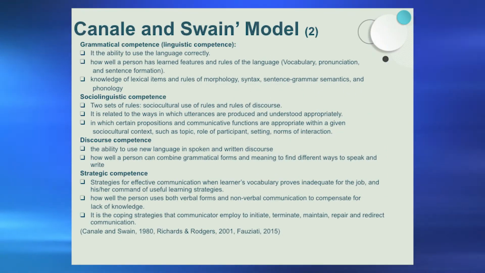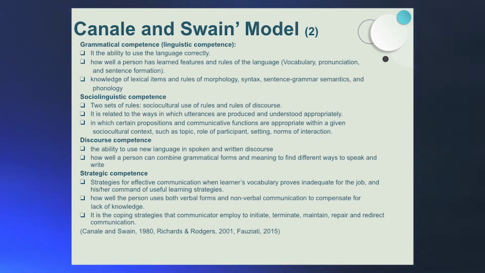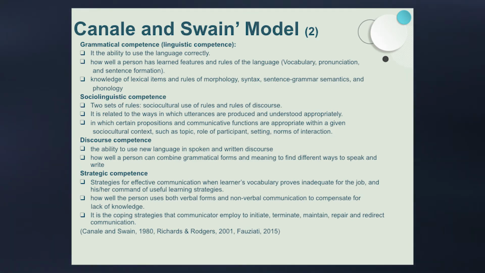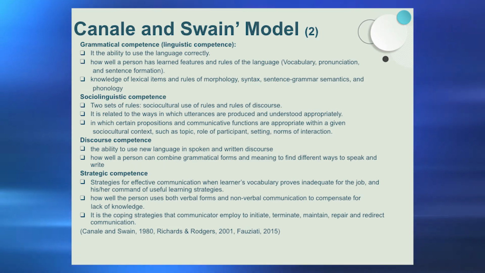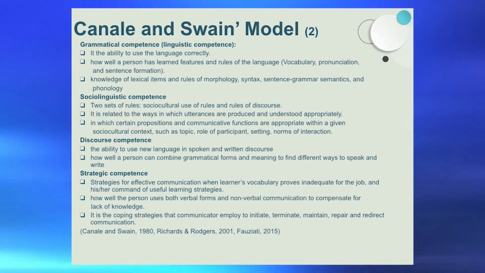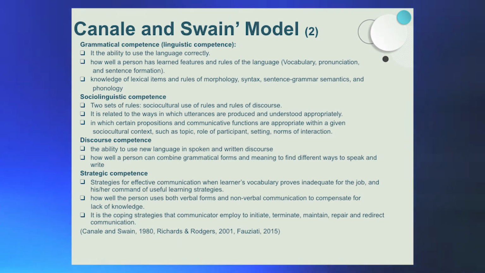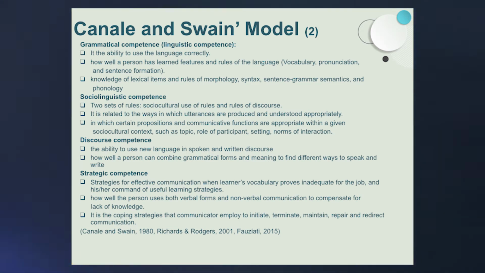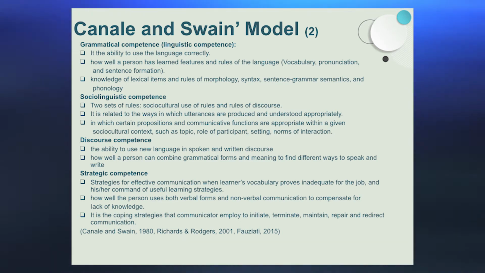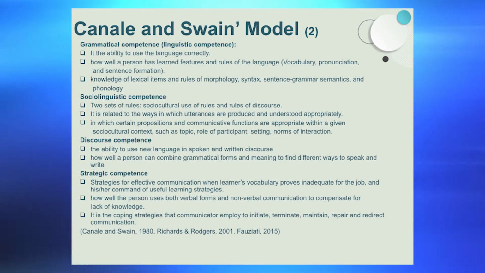The first, grammatical competence. It is the ability to use the language correctly, how well a person has learned features and rules of the language. This includes vocabulary, pronunciation, and sentence formation. It is the domain of grammatical and lexical capacity. This competence refers to knowledge of lexical items and rules of morphology, syntax, sentence grammar semantics, and phonology.